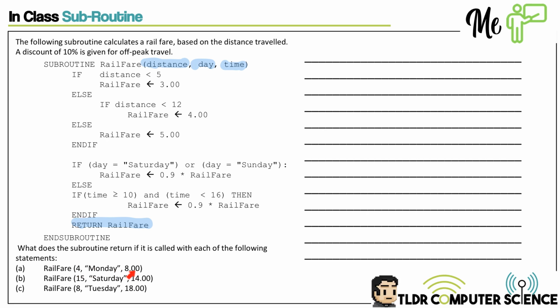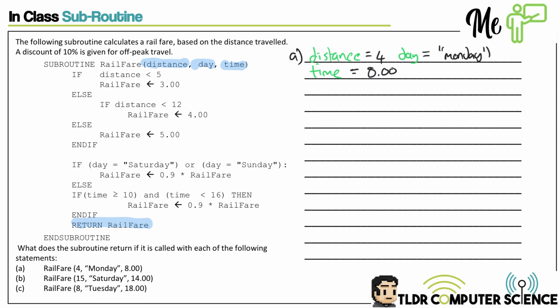Down here, I don't know if you can see that very well, but this is it being called rail fare and sent the values. So in this case, 4 would be the distance, Monday, speech marks Monday, would be the day, and 8.00 is the time. So what it's asking us is to look at these 3 different values, plug them into here, and then say what the result's going to be. So the first time, distance is 4, day was Monday, and time is 8. I'm going to write out for A here and record those results.